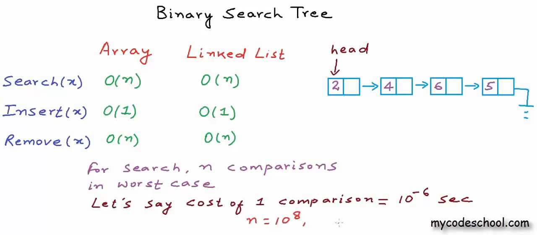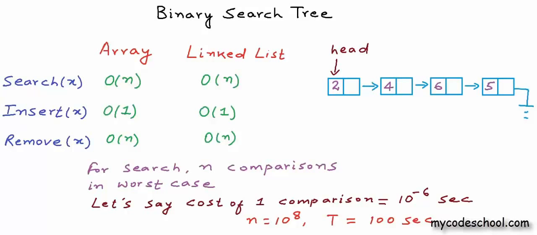Okay, so if we are saying that the cost of one comparison is 10^-6 seconds, if n is 100 million, the time taken will be 100 seconds. 100 seconds for a search is not reasonable, and search may be a frequently performed operation. Can we do something better? Can we do better than big O of n?